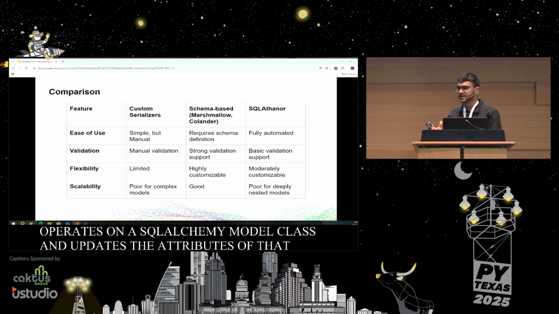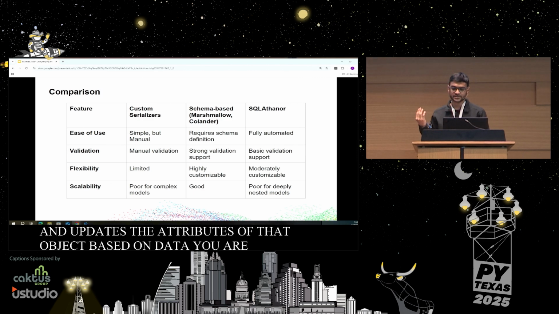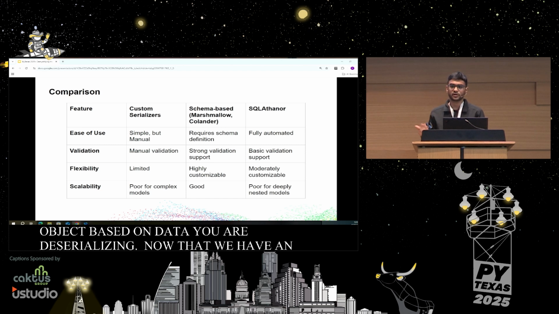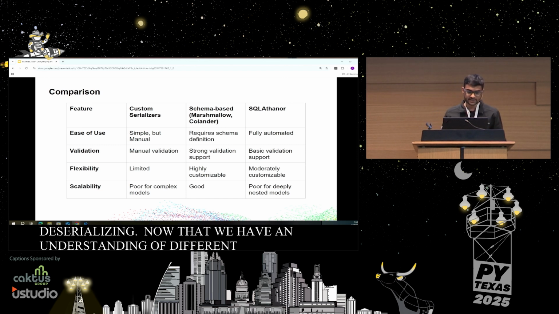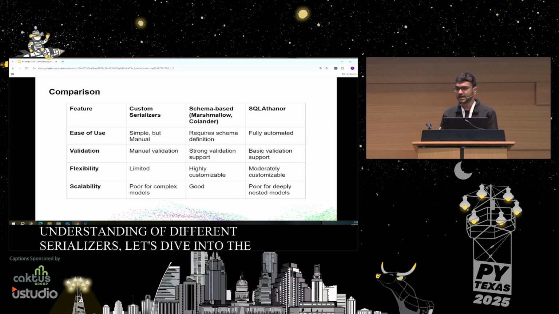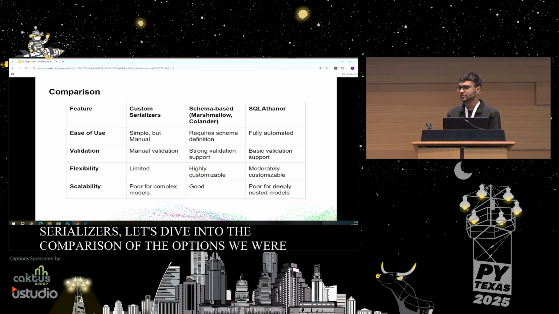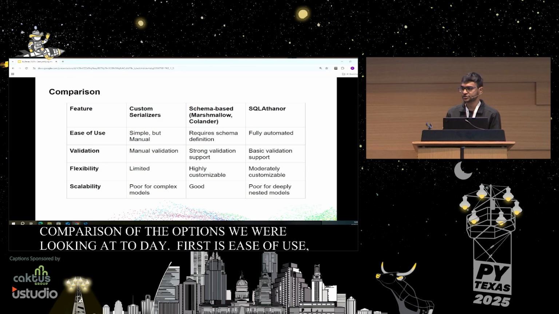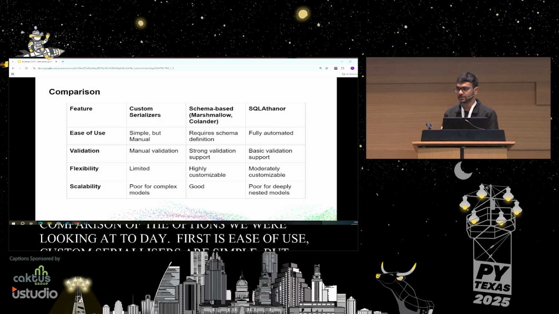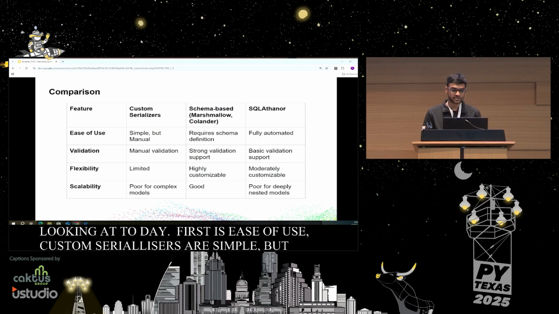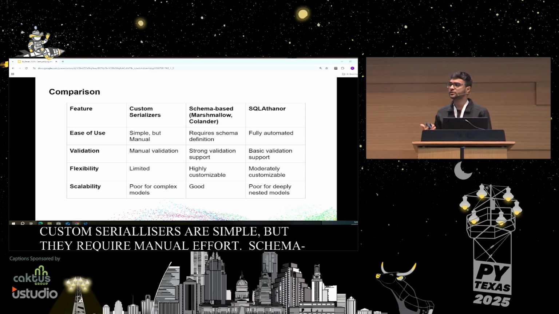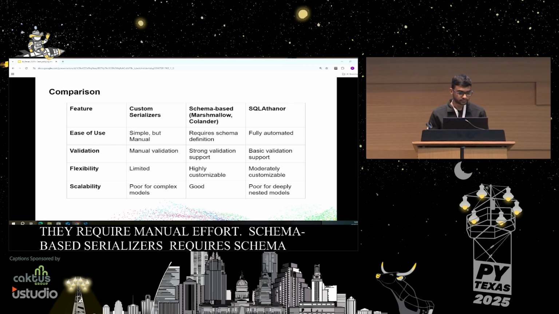Now that we have an understanding of different serializers, let's dive into the comparison of the options we were looking at today. First is ease of use. Custom serializers are simple, but they require manual effort. Schema-based serializers require schema definition, which adds an additional step in serialization and deserialization. SQLAthanor makes this process fully automated, making it the easiest option to choose.